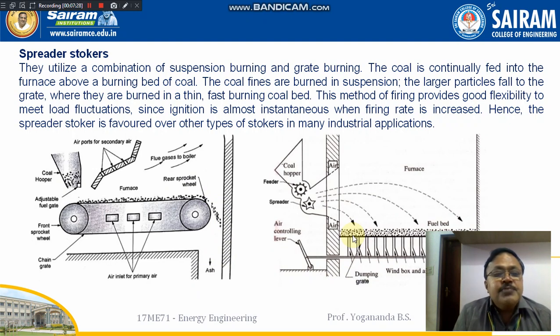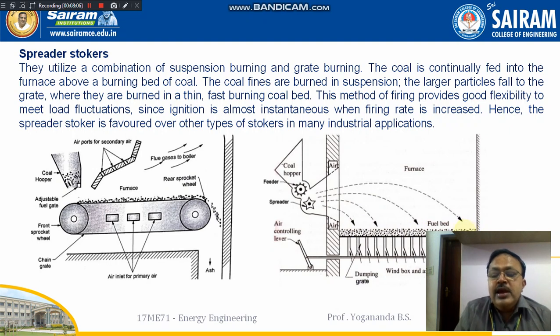Then we have the spreader stoker, another type of overfeed stoker. They use a combination of suspension burning and grate burning. Here also it consists of a horizontal grate. We have here the wind box through which the primary air, which is required for the movement of the coal from one end to the other end, passes. The primary air current is helping the movement of the coal from the front end to the rear end.